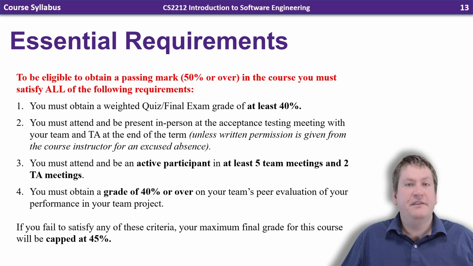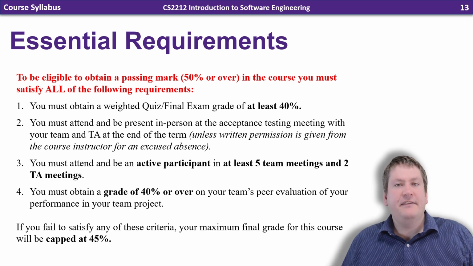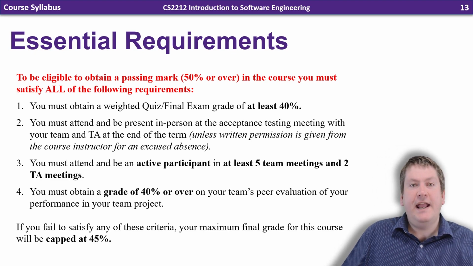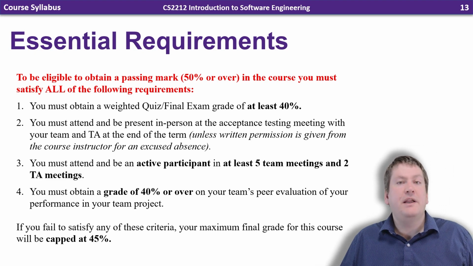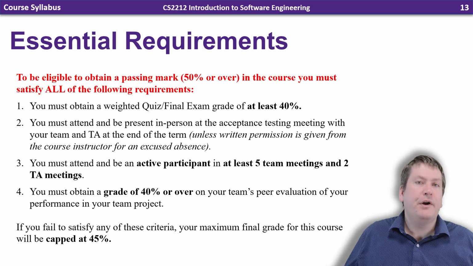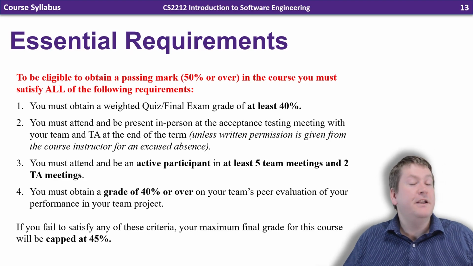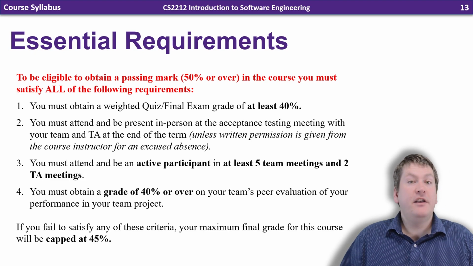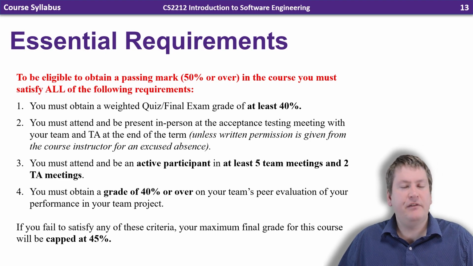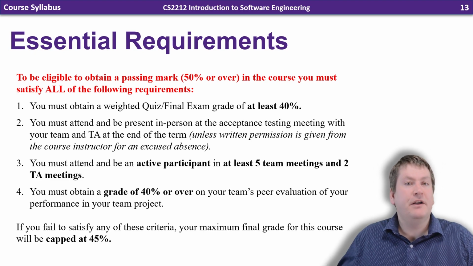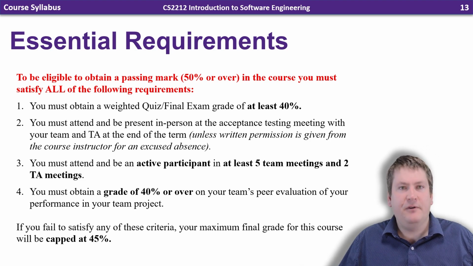Number 2 is you must attend and be present in person at the acceptance testing meeting with your team and TA at the end of the term. We'll talk about that a little bit more in a sec, but basically at the end of the term, there's going to be a time where you meet with your TA to show them your project. Since you're part of that team, you need to be at that meeting. Number 3, you must attend and be an active participant in at least 5 team meetings and 2 TA meetings. We'll explain what those are in a little bit, but basically every week, you're expected to work with your team on the group project. This requirement just says you actually have to participate in the group project to pass the course.